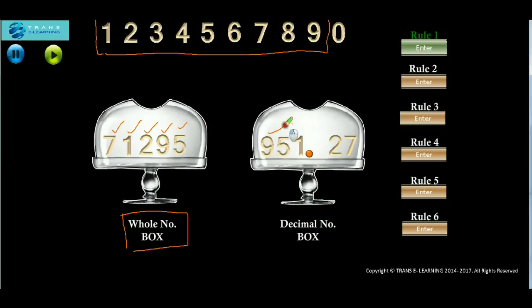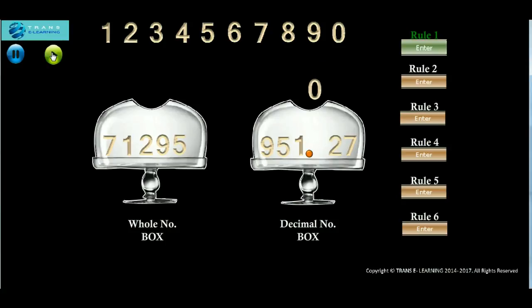Now here again you can see that these non-zero digits, whether on the right hand side of the decimal point or on the left hand side of the decimal point, are staying in this decimal number box. So what does this mean? Let's see. That means all these non-zero digits are significant.